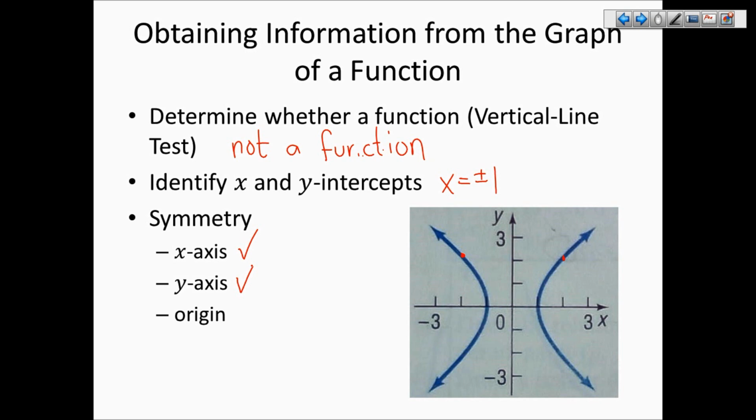Our last type of symmetry is over the origin. Basically, what we want to see is, for every point on the graph, is there the complete opposite? So for the point, looks like about 2, 2, is the point negative 2, negative 2 also there? For every point in quadrant 1, there's a similar point in quadrant 3. For every point in quadrant 2, there's a similar point in quadrant 4. So this graph does have symmetry over the origin. So this graph has symmetry over all three.